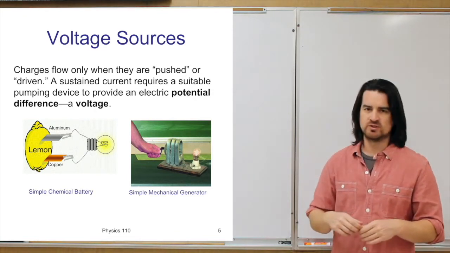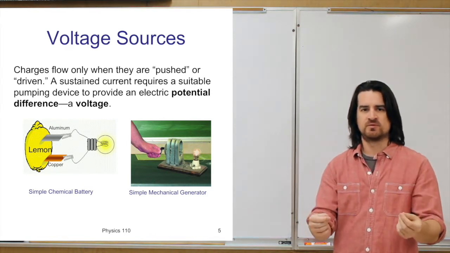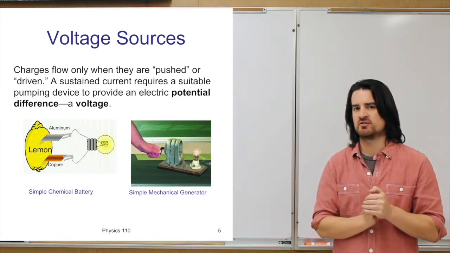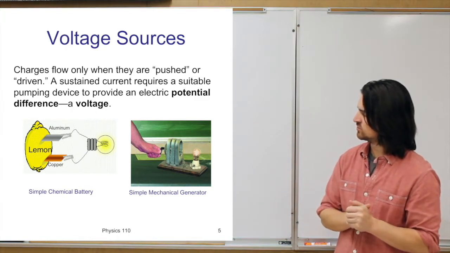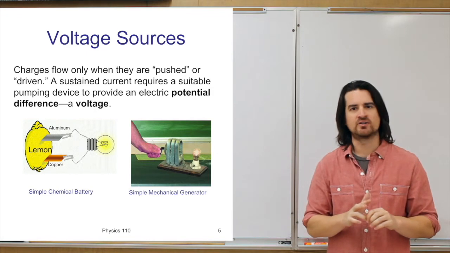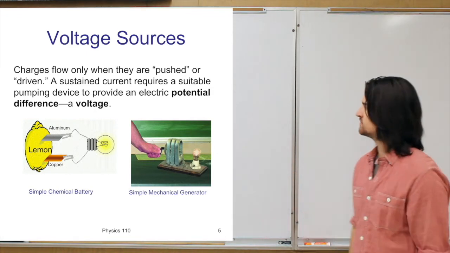There's also mechanical generators, which will essentially create the same thing. They'll create a potential difference between the two ends of that generator. Somewhat just like a hand crank. We'll talk probably next time more about how you might generate electricity just by turning something.